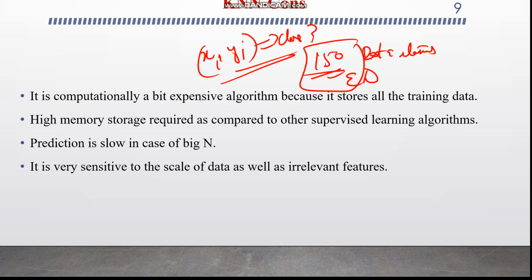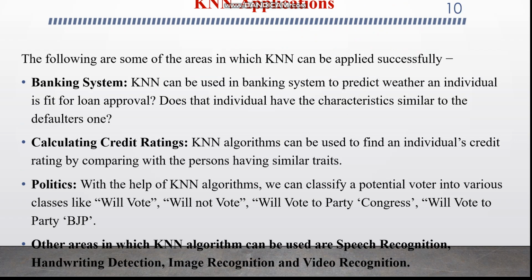So 150 Euclidean distances will be calculated and then sorted in ascending order. Suppose k was given as 15, we will pick the top 15 rows, and from those 15 rows we will pick the majority class, and then decide the answer to this question. That's why this is known as an expensive algorithm. High memory storage is required compared to other supervised learning algorithms, because a lot of data has to be stored. Prediction is slow if the data is big. It is very sensitive to the scale of data as well as irrelevant features.